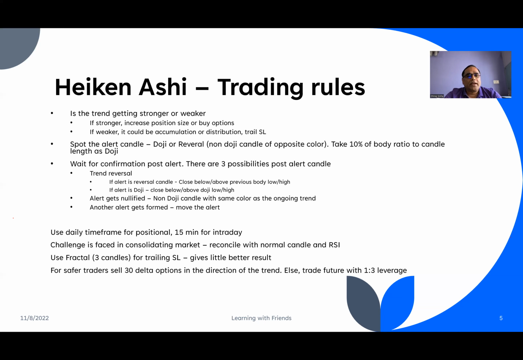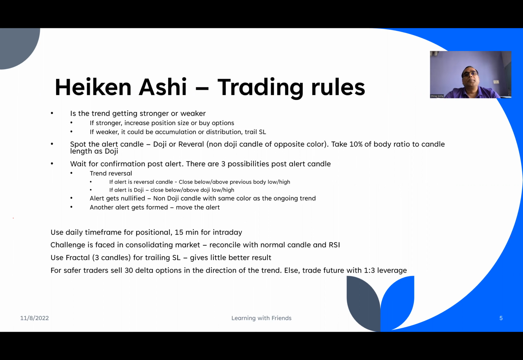Now, when I do positional trading, I look at the daily time frame and use 15 minutes for intraday. Sometimes, if I'm itching to take a trade, which is not a good practice but happens with many of us, then I may even switch to 5 minutes. But typically I think 15 minutes is better when you're following this method for intraday. Of course, as is true for any trend following system, the challenge comes when there is a choppy market, a flip-flop. In that case, your SL gets hit.